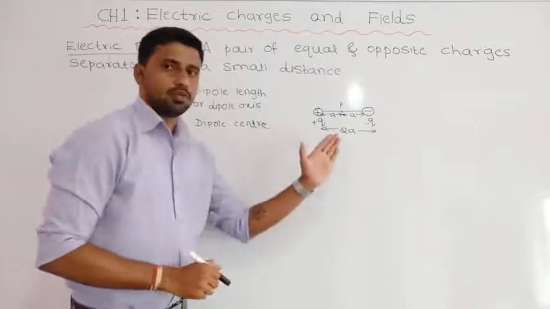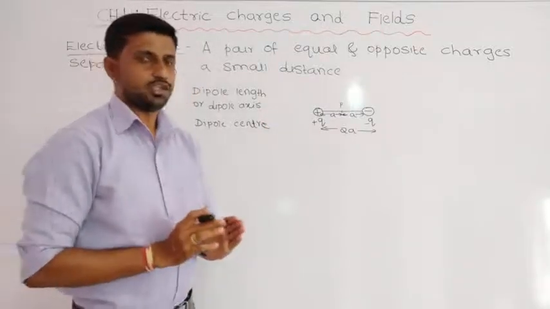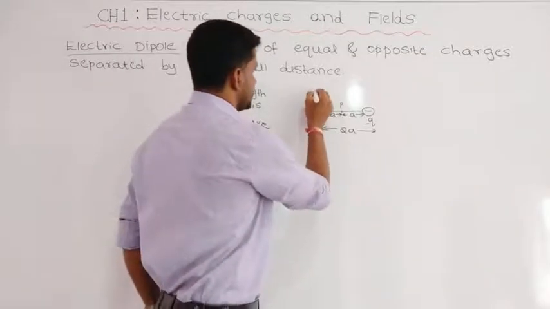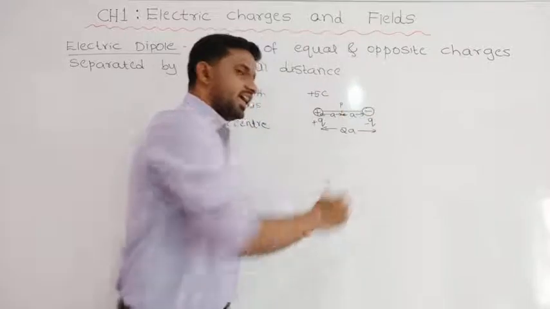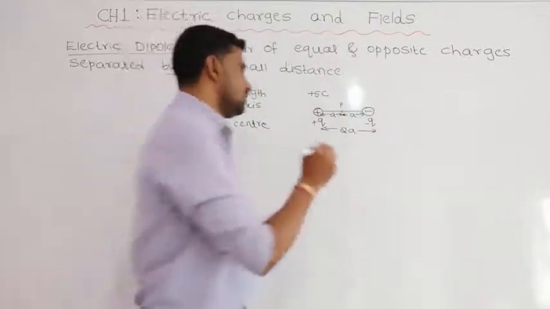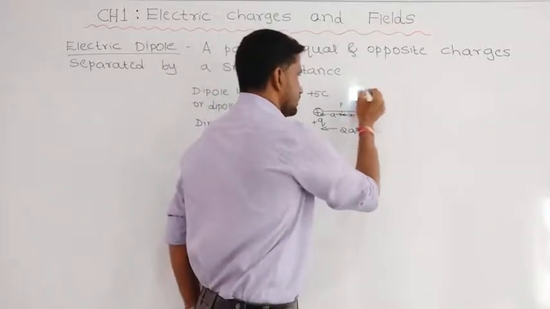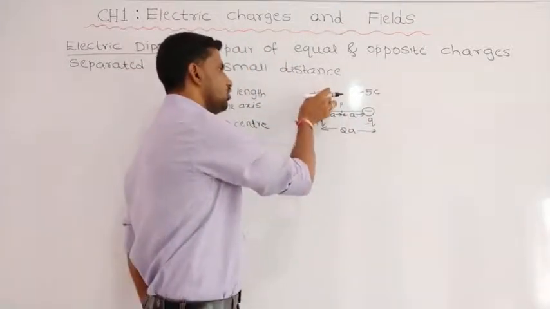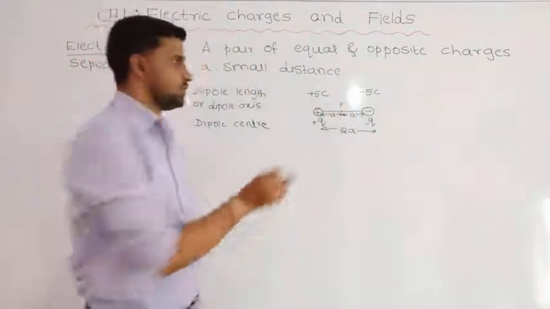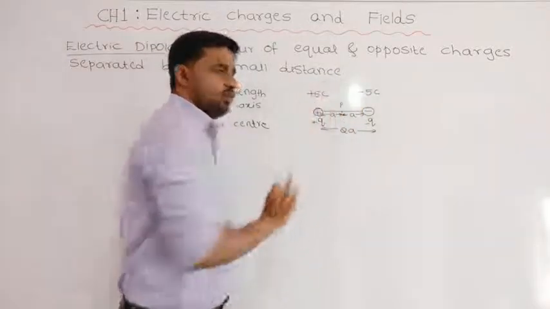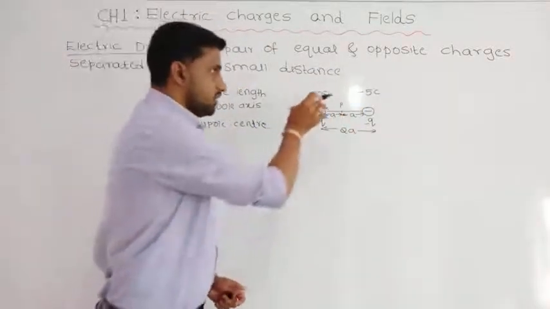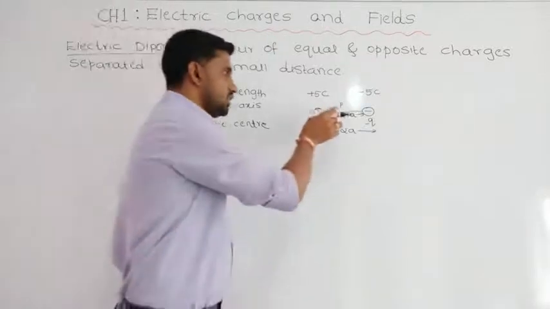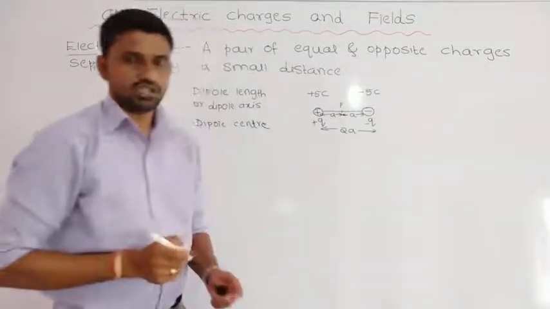Here the equal and opposite charges are separated by a small distance. That means, for example, if I take this positive charge as plus 5 coulomb, then the negative charge I should take as 5 coulomb, but that charge should be negative. That means if you observe, the magnitude of both the charges is the same, that is 5 coulomb, but the polarity is different, and there should be a distance between these two charges.